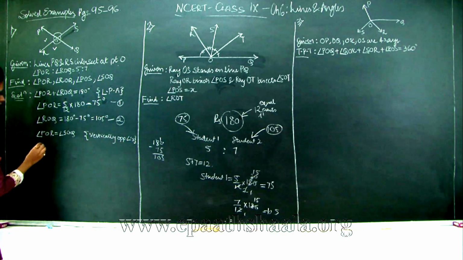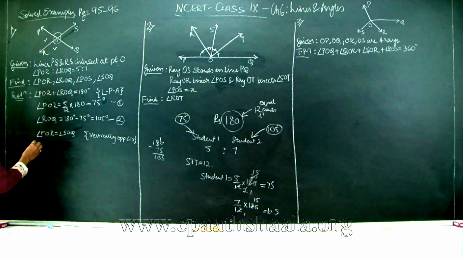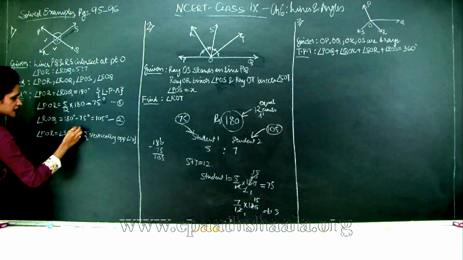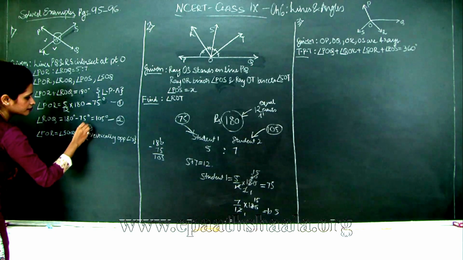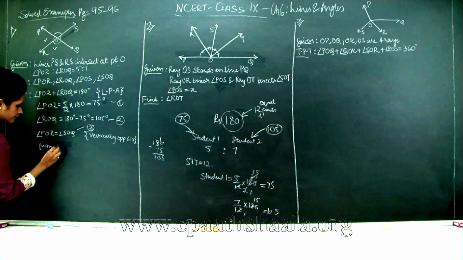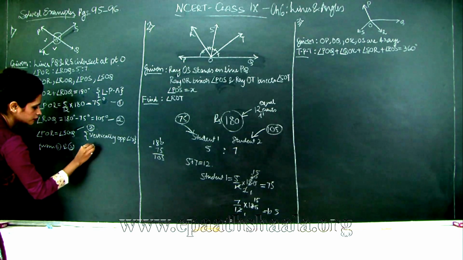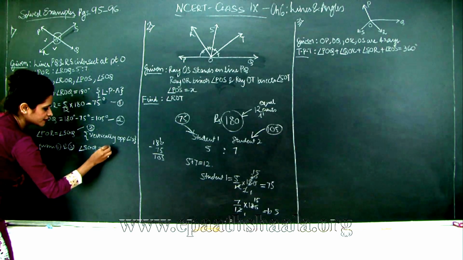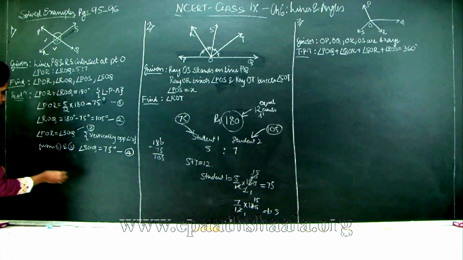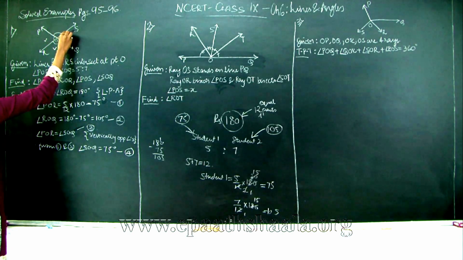But from 1, what do we have? POR is 75 degrees. So we have angle POR is equal to angle SOQ. Let's say I mark this as equation 3. Therefore, from 1 and 3, what can I say? Angle SOQ is equal to 75 degrees. I'll mark this as 4. Similarly, now we have found this also, angle SOQ.